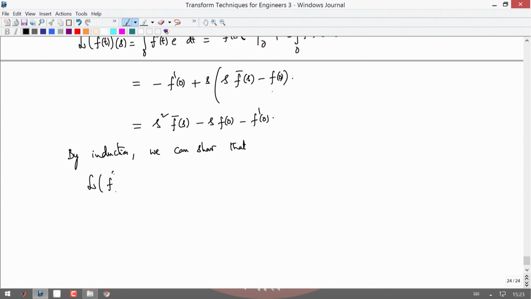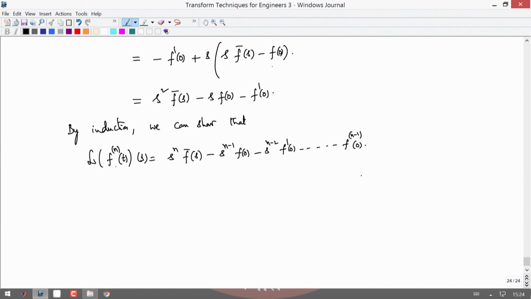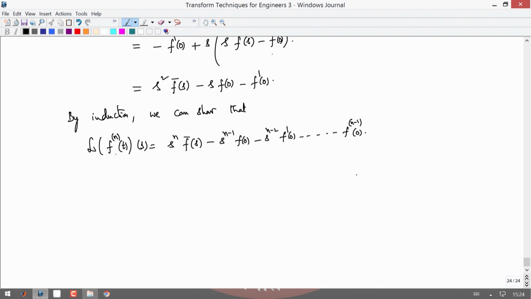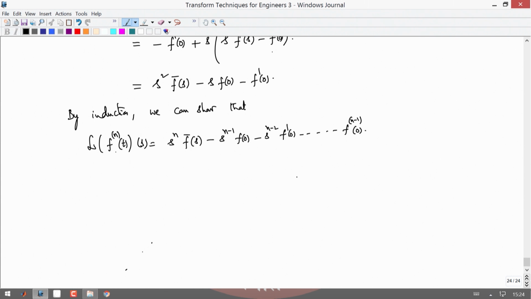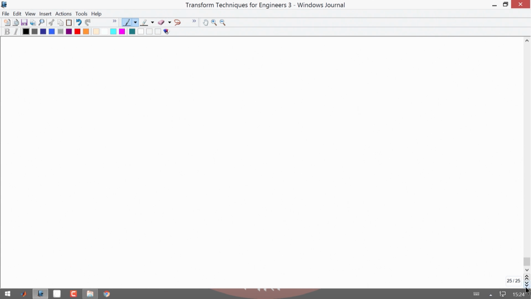The Laplace transform of the n-th derivative of a function of t, as a function of s, will be s power n times the Laplace transform of f, minus s power n minus 1 times f at 0, minus s power n minus 2 times f dash at 0, and so on. Finally, minus s power 0 times the n minus 1 derivative of f at 0. So, this is what you can easily see. Okay. So, this is one property. We will look at the other properties.